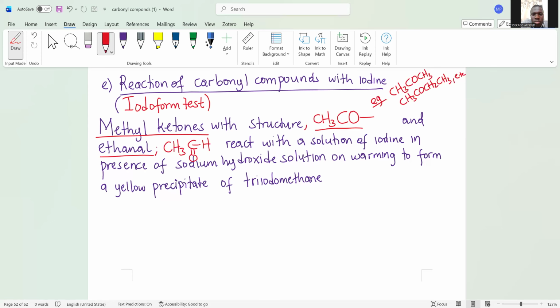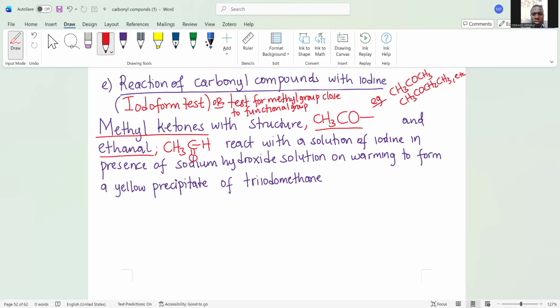It is also known as the test for methyl group close to functional group. Your iodoform test, test for methyl group. It wants that CH3. So methyl ketones with that structure and ethanal react with a solution of iodine.